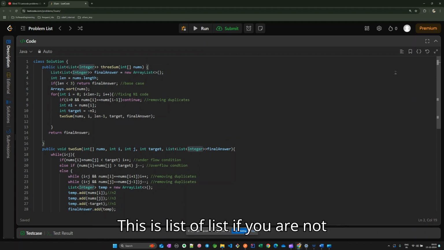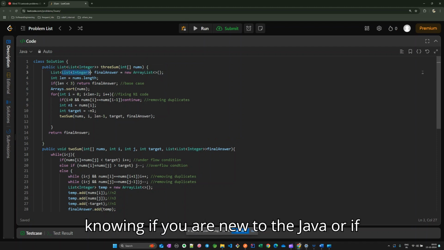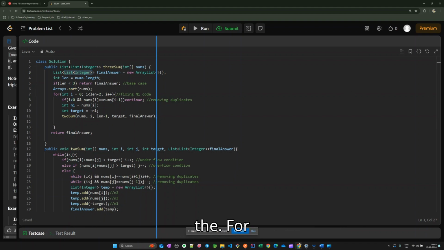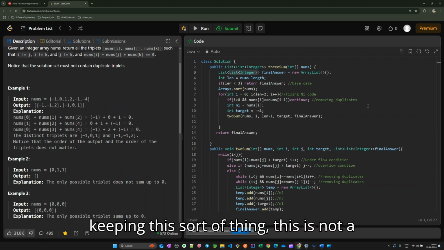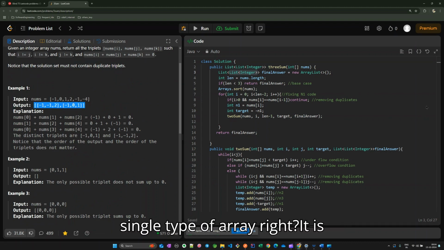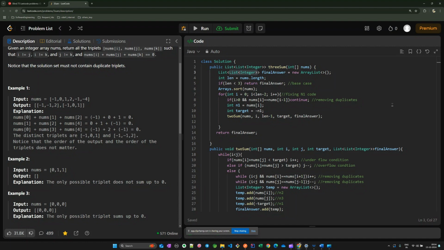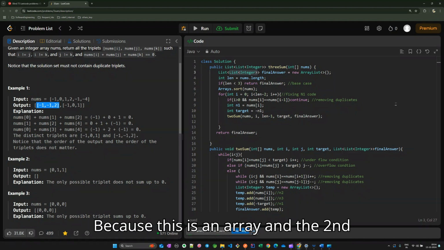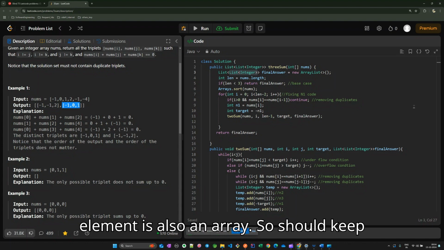This is a list of lists. If you're new to Java, or you don't know this, basically this is for keeping this sort of thing. This is not a single type of array, right? It is an array of arrays, because this is an array and the second element is also an array.